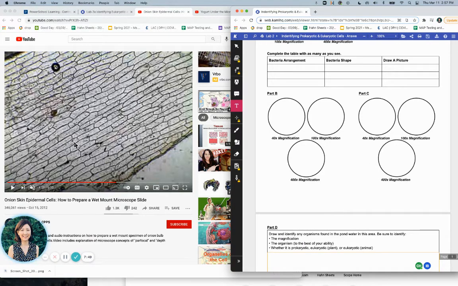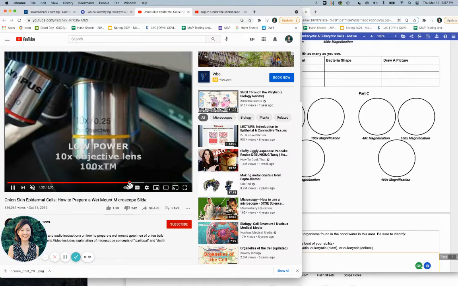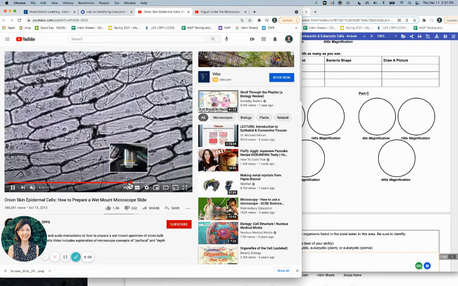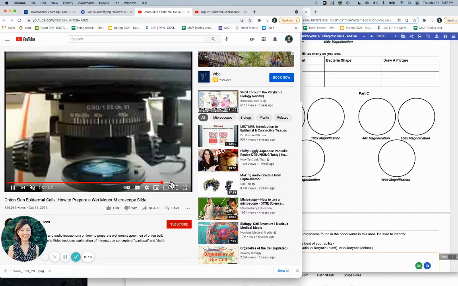You can see these little dots, which are organelles inside the cell. And then she's moving it to 100. So now I can definitely see a nucleus inside. There's the cell wall. They look like little bricks. It's kind of cool. And then she's going to go a little higher. I might have skipped over it. But anyway, that's what you're going to do for the onion cell.